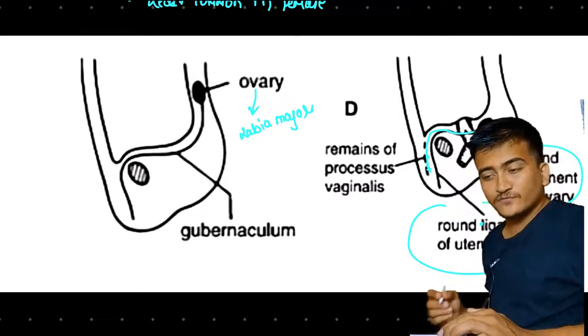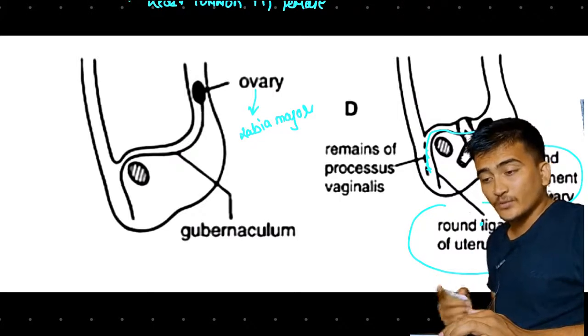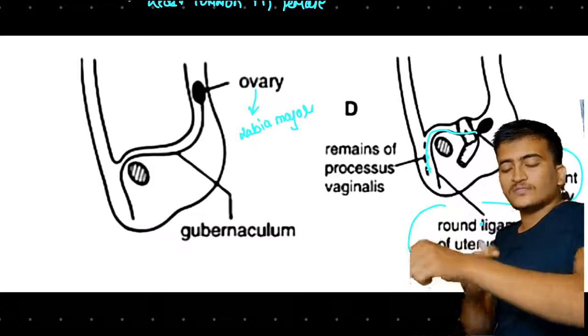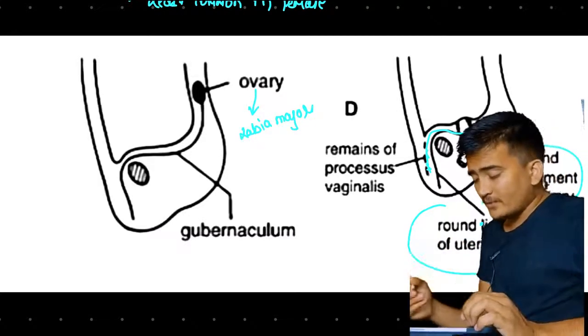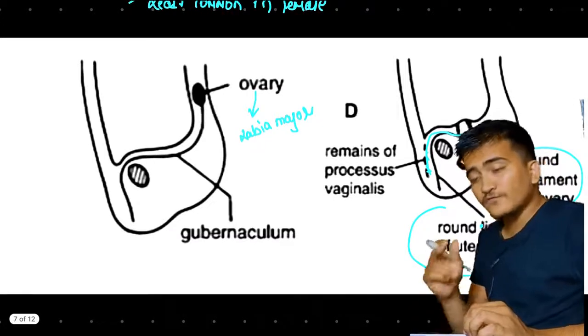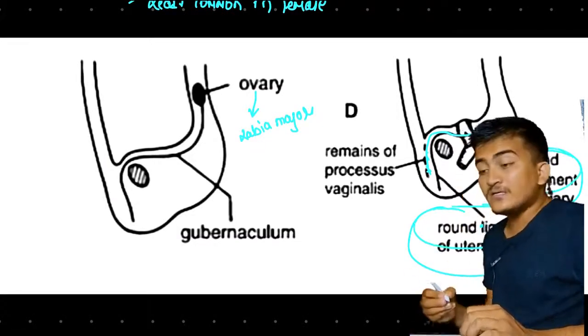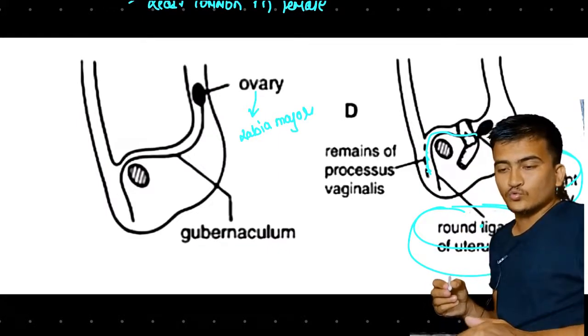Few lymphatics of the uterus follow the round ligament and drain into the superficial inguinal lymph nodes. What it is saying here is few lymphatics of the uterus. There are many lymphatics of the uterus also, but a few of them will follow the round ligament and drain into the superficial inguinal lymph nodes, right.